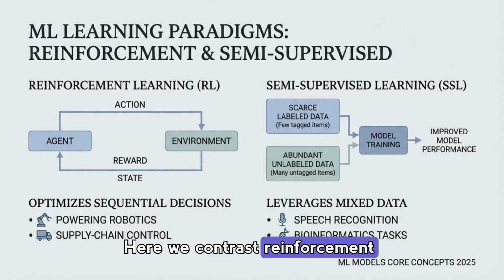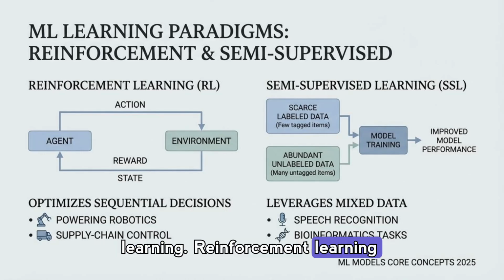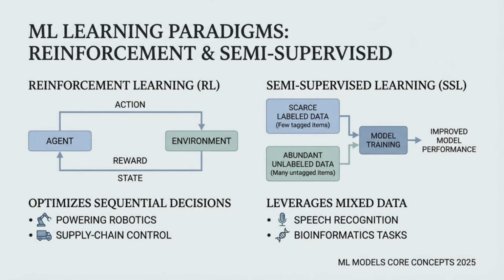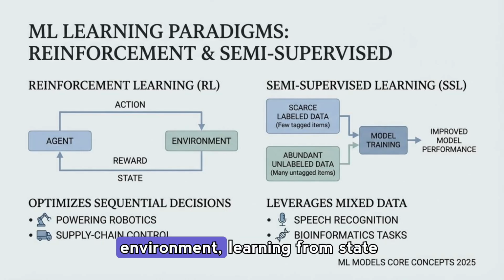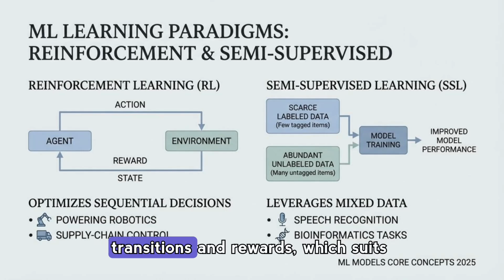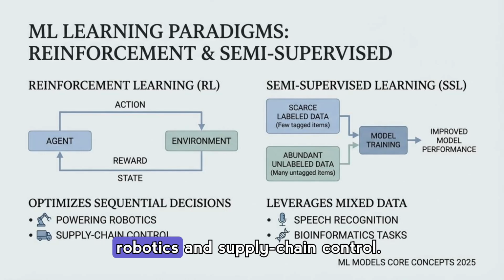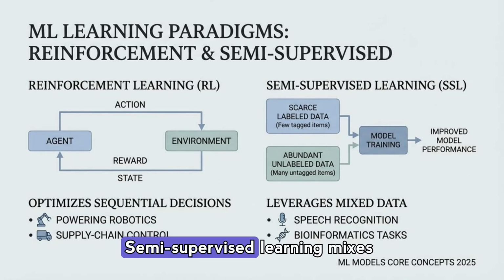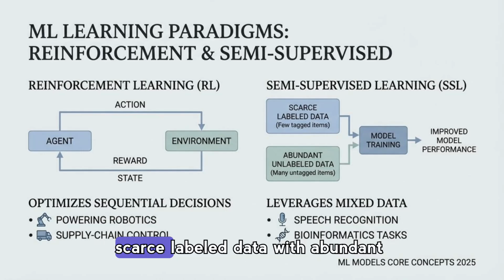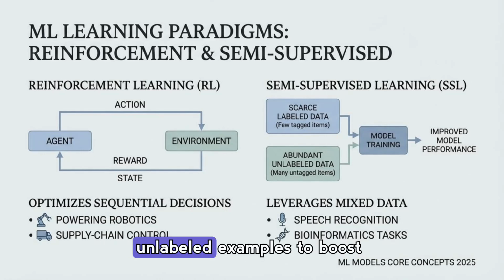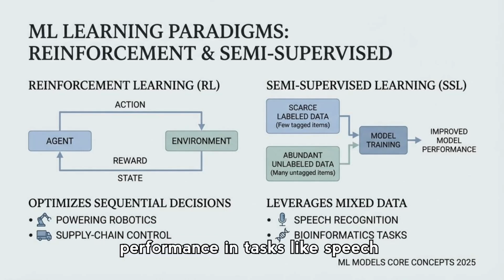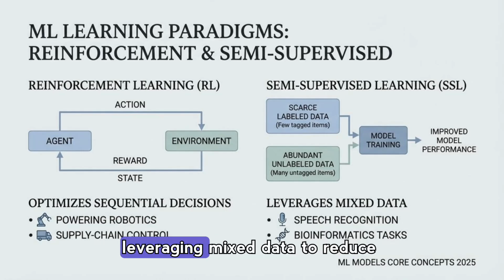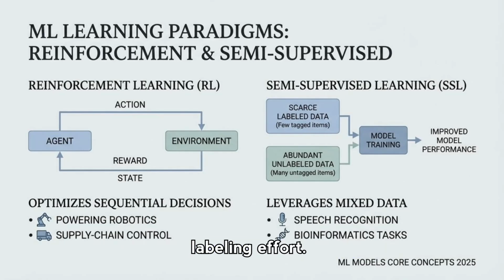Here we contrast reinforcement learning and semi-supervised learning. Reinforcement learning optimizes sequential decisions through an agent interacting with an environment, learning from state transitions and rewards, which suits robotics and supply chain control. Semi-supervised learning mixes scarce labeled data with abundant unlabeled examples to boost performance in tasks like speech recognition and bioinformatics, leveraging mixed data to reduce labeling effort.